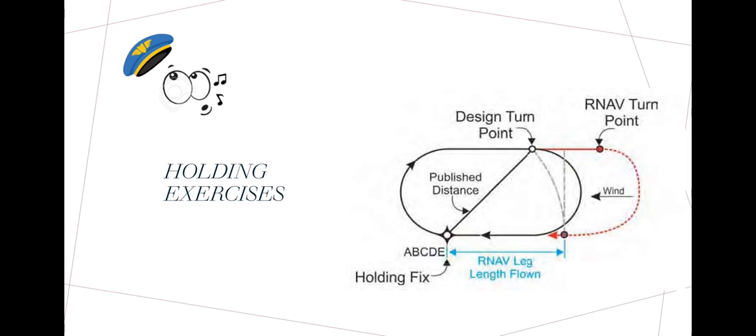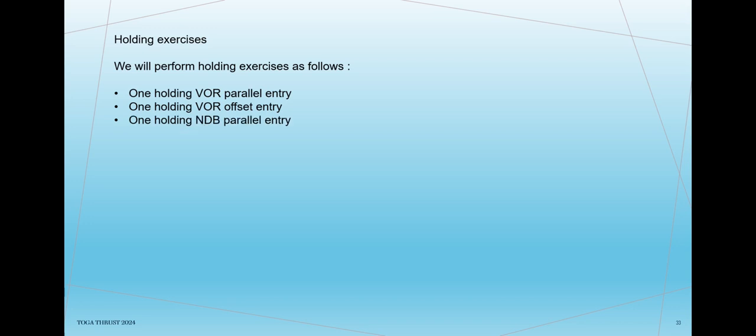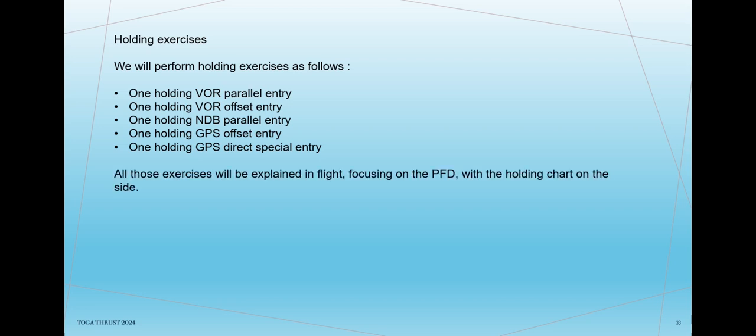Holding exercises. We will perform holding exercises as follows. 1 holding VOR parallel entry. 1 holding VOR offset entry. 1 holding NDB parallel entry. 1 GPS offset entry. 1 holding GPS direct special entry. All those exercises will be explained in flight, focusing on the PFD, with the holding chart on the side.